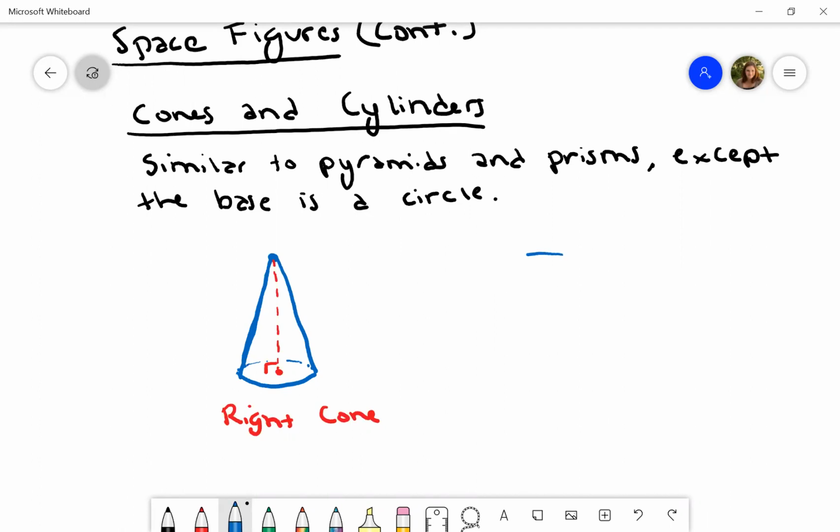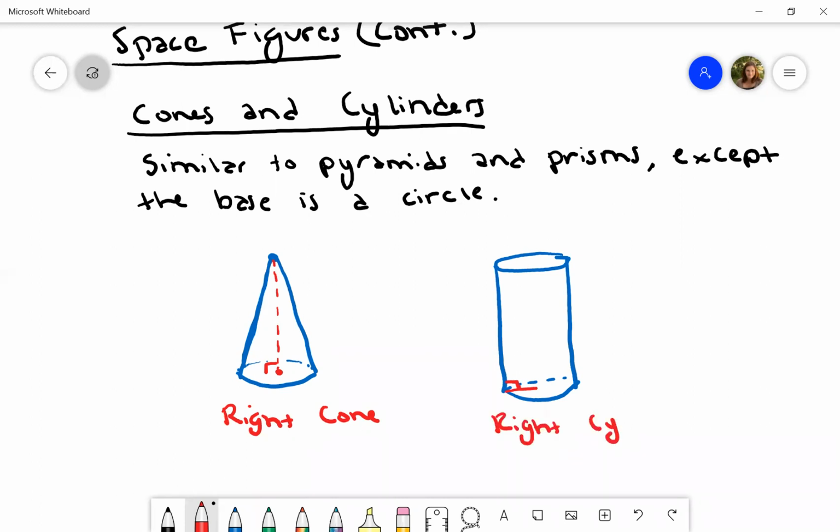A right cylinder would be, oops, trying to draw these lines as straight as I can. There we go. Would be when the right angle is formed right there. So that would be a right cylinder.